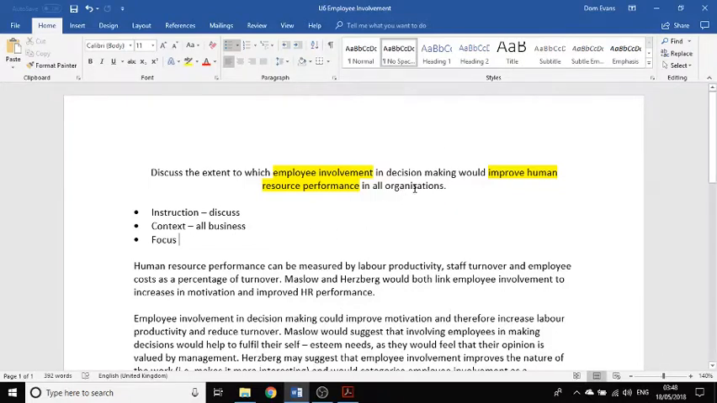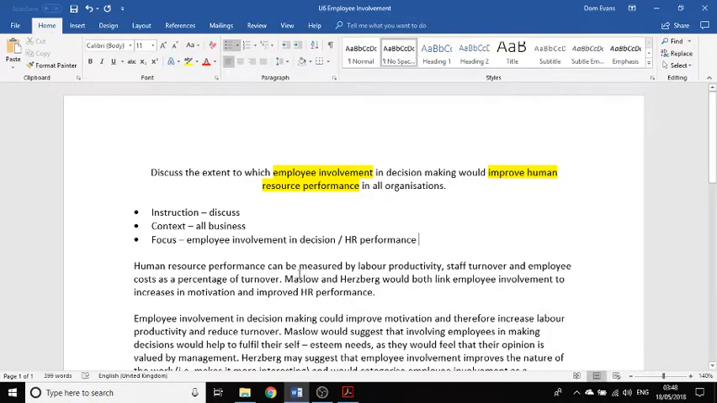So I need to give some examples of business scenarios in which employee involvement would improve human resource performance, and to get a balanced argument I also need to think about when it might not improve human resource performance. And what's the focus of the question? Well, the focus is the knowledge that I need. I need to know a little bit about employee involvement in decision making, and I also need to know exactly what HR performance is.